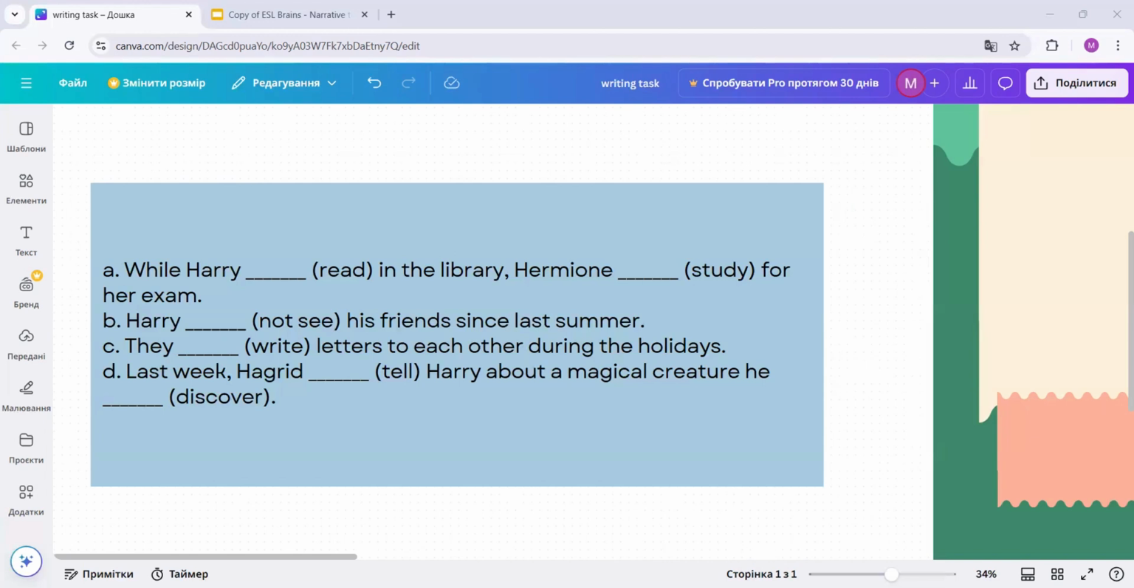Told. Last week, so past simple: Hagrid told Harry about a magical creature he had discovered. All right, so we have reviewed our tenses, which you can use for the letter. And right now, let's move on to the writing task itself.